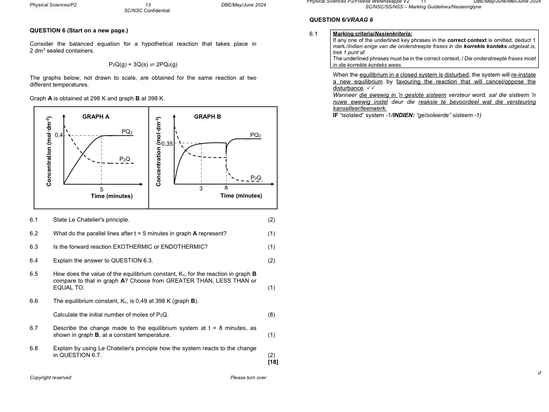Then for 6.2, they are saying what is happening with the parallel lines after 5 minutes in graph A. That is equilibrium. So one of the definitions of equilibrium is the concentration of the reactants and the products remain constant. So that is what's happening for 6.2. You'll just see here on the memo, it's going to say that. So it's chemical equilibrium. So you didn't have to say chemical. So the concentrations of the reactants and products remain constant.